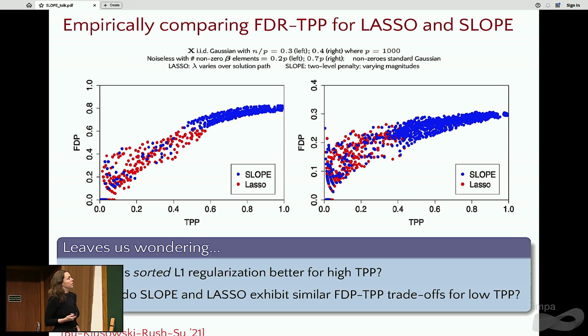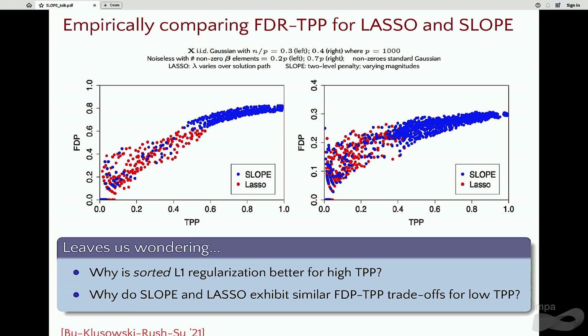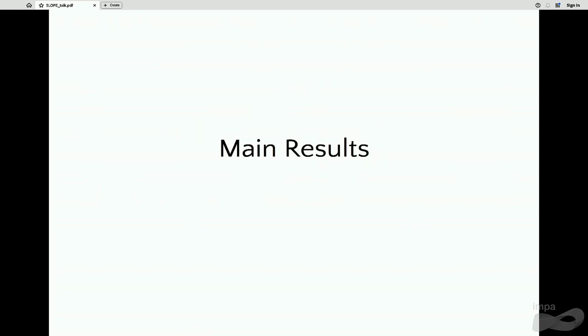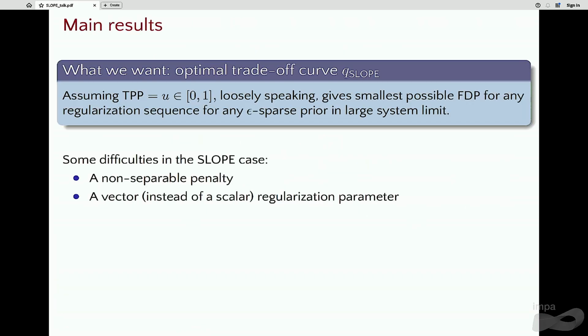So this led us to ask why the sorted L1 regularization is better in this high TPP regime. What is allowing SLOPE to beat this Donoho-Tanner power limit that exists for the lasso? And is there anything interesting that SLOPE gives us in this low TPP regime, the part before the Donoho-Tanner phase transition? Our main results are the following.